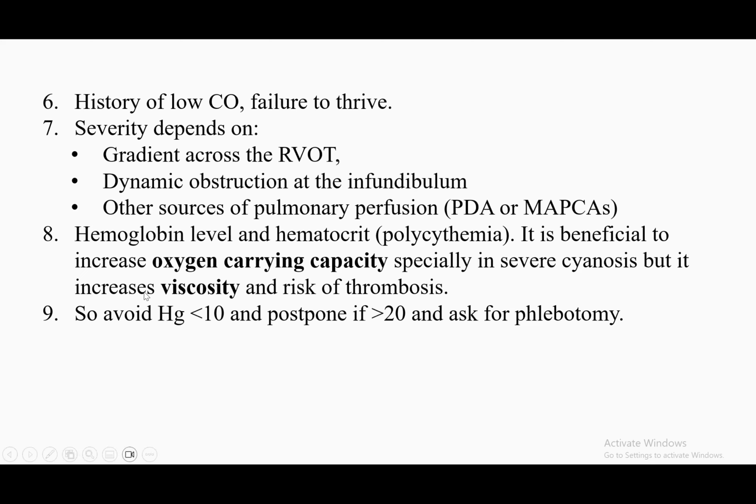It is beneficial to increase oxygen carrying capacity, especially in severe cyanosis, but it increases viscosity and risk of thrombosis. So we avoid decreasing hemoglobin less than 10, because even 10 is considered low because of the oxygen carrying capacity. The polycythemia is beneficial for the patient, but too much hemoglobin or RBCs causes increased viscosity and risk of thrombosis. So we avoid decreasing hemoglobin less than 10 and increasing more than 20. And these patients sometimes undergo regular phlebotomies.